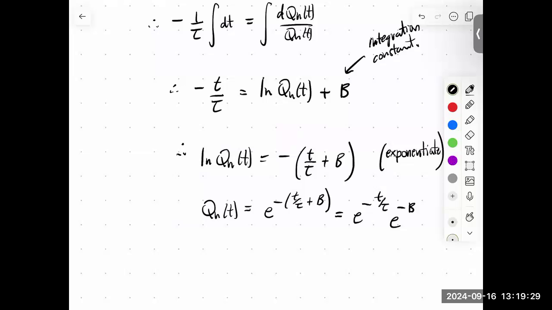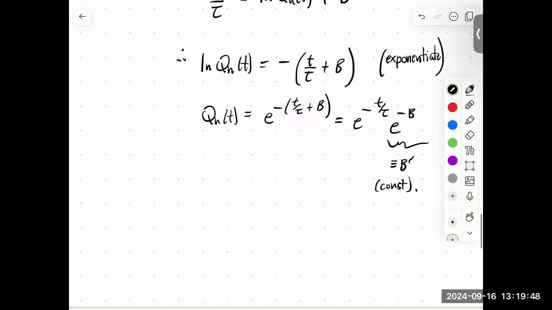Okay, but b is just a constant. So e to the minus b is just some other constant, right? And so I'm going to define this to just be b prime. And so this is still just a constant. Okay, so therefore, QH is equal to b prime, some constant, times e to the minus t over tau. And so the last thing we have to do is find b prime.